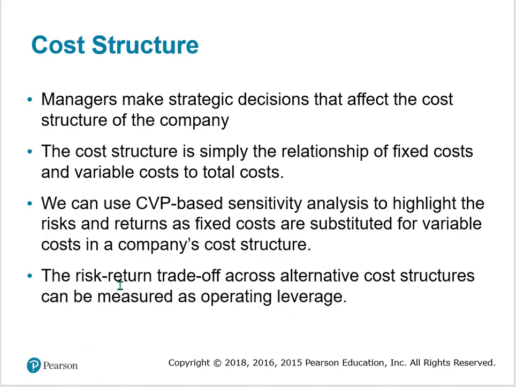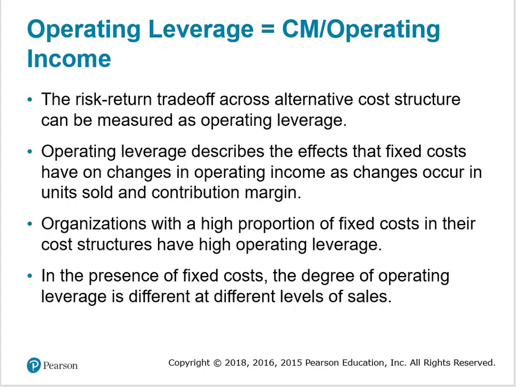The risk-return trade-off across alternative cost structures can be measured as operating leverage, and it's actually a really good concept. The formula to calculate operating leverage is the contribution margin divided by operating income. Note that the difference between these two values is our fixed cost. So fixed cost is what's missing in there, and fixed cost is a reflection of how much we have invested in fixed assets.